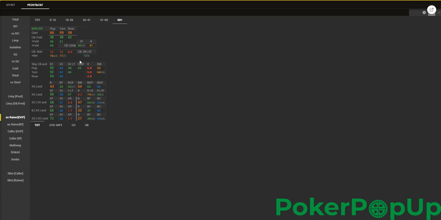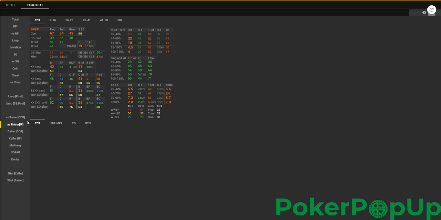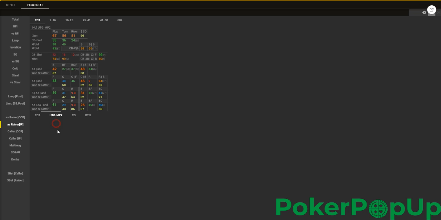Down here you have a switch for choosing specific positions. You can have total or UTG plus MP or cutoff or small blind, whereas on the top you can choose the specific stack size in big blinds. How a player acts when he has more than 60 big blinds or 26 to 41 big blinds or 9 to 16.